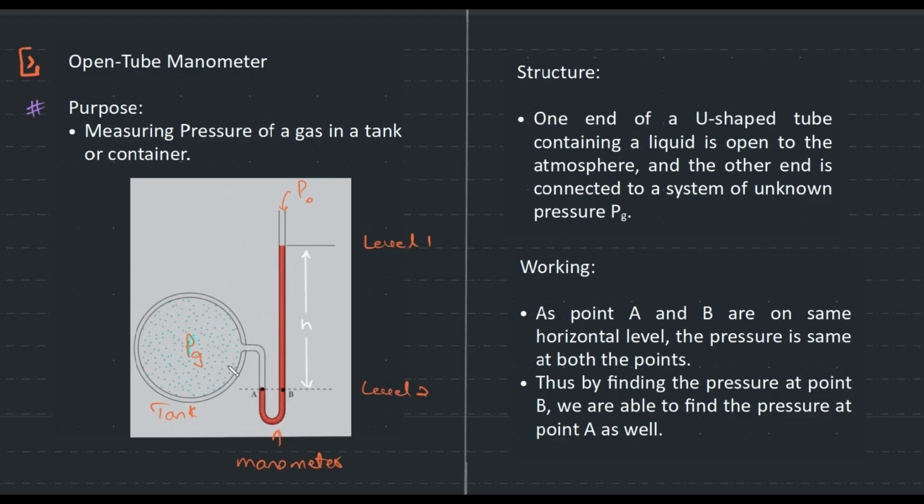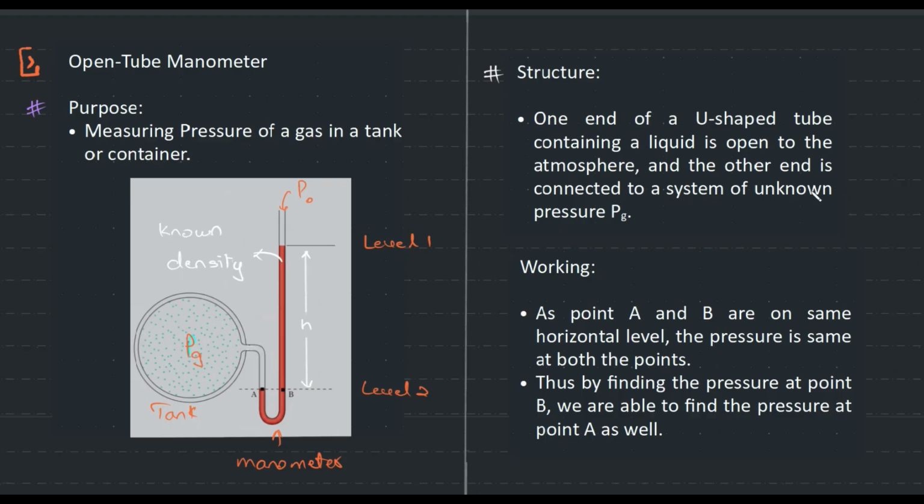So the purpose here is to measure the pressure of a gas in a tank or a container. How are we doing it? We have a U tube. So this is your U tube, a U-shaped tube containing a liquid, open to the atmosphere at one end. This liquid's density we know, it is a liquid with known density. With all this information, and us being able to measure h, we'll be able to figure out the pressure in the container.